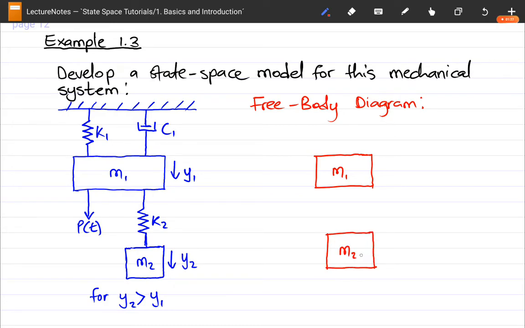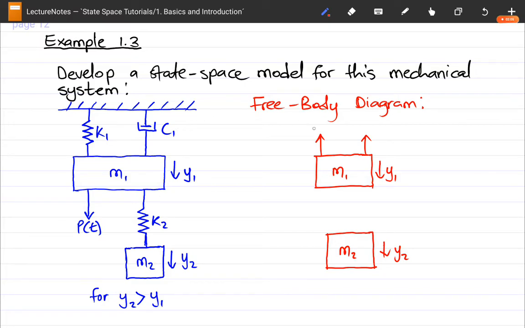Okay, that's done. So we're going to first focus on the first mass and see which forces are acting on it. Let's start with the upward forces. The first force acting on the mass is this K1 spring, and the second force is the C1 damper. So we're just going to draw them pointing upward. The net motion is y1, that's the displacement of the mass, and I just want to draw y2 as well while I'm at it.